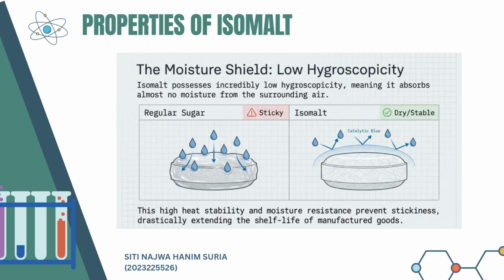Now that we have established the chemical who and how, I would like to transition into the specific physical and functional properties that make isomalt a superior choice for various applications, particularly regarding stability and shelf life. One of isomalt's most impressive features is its low hygroscopicity, which I like to call the moisture shield. While regular sugar is highly hygroscopic, meaning it absorbs moisture from the air and becomes sticky, isomalt absorbs almost no moisture. It remains dry and stable even in humid conditions. This high moisture resistance, combined with heat stability, is what allows manufactured goods to have a drastically extended shelf life.